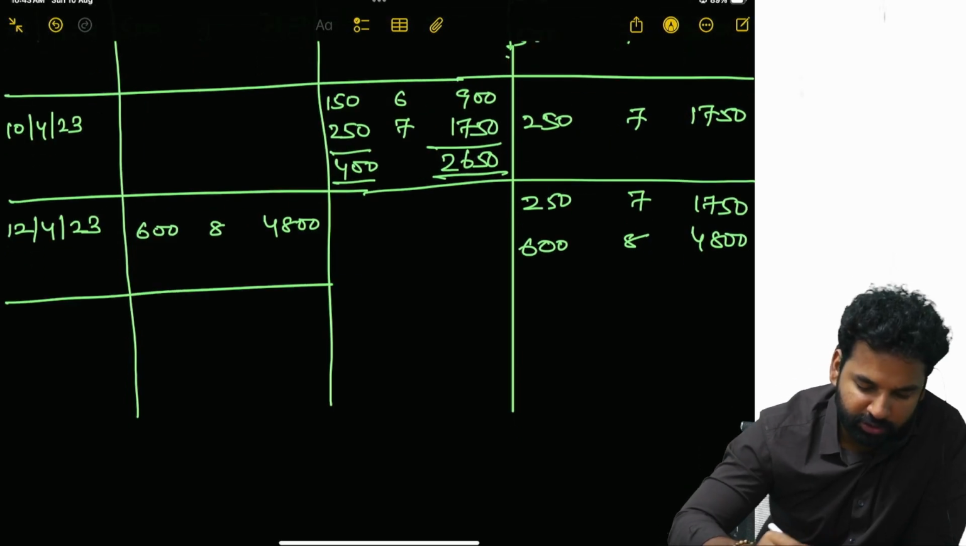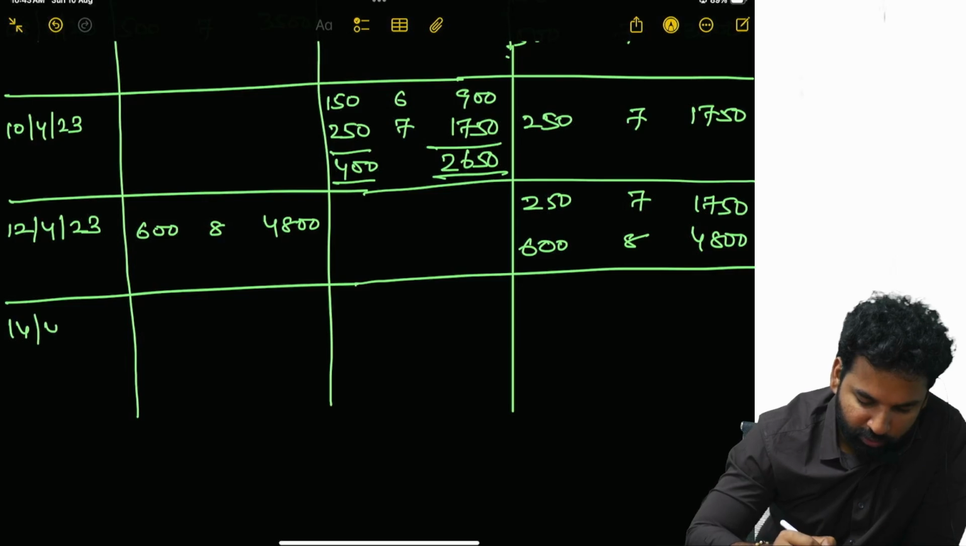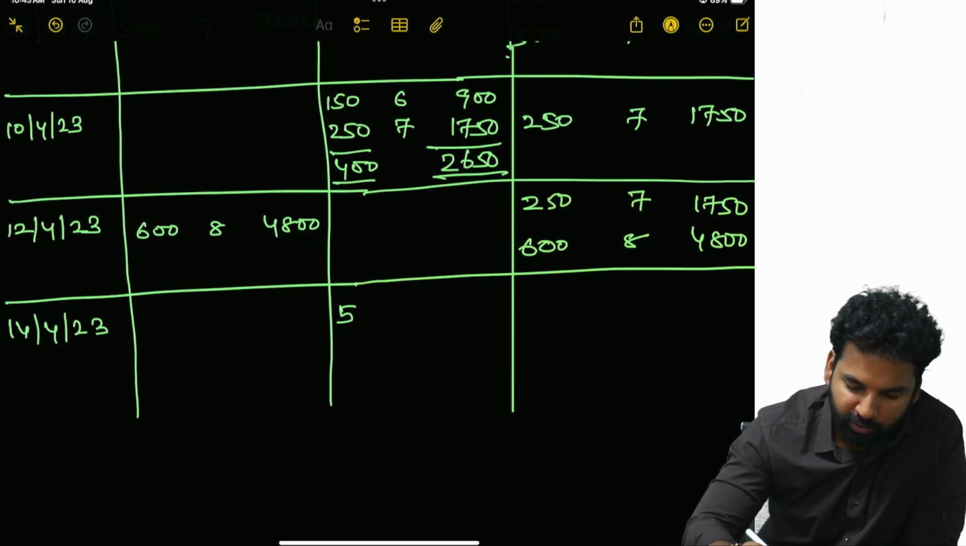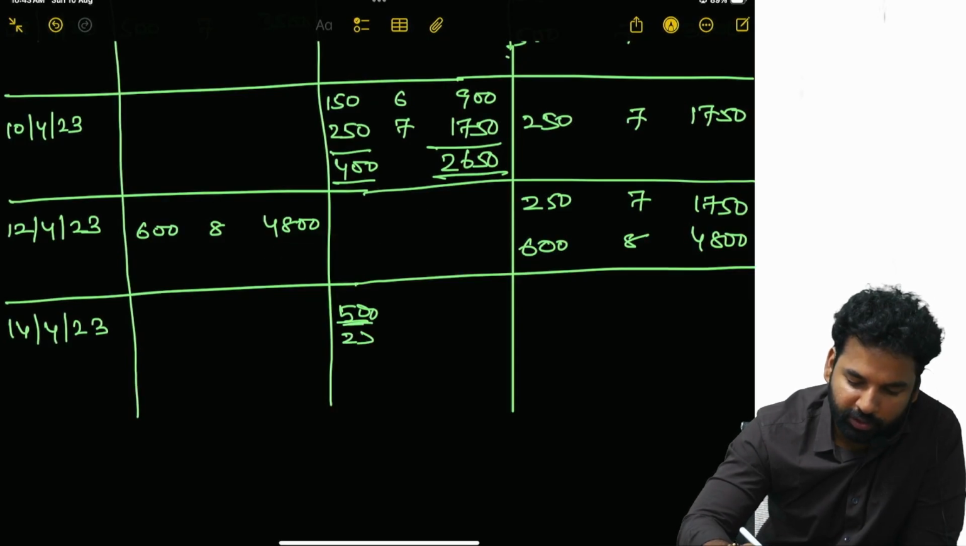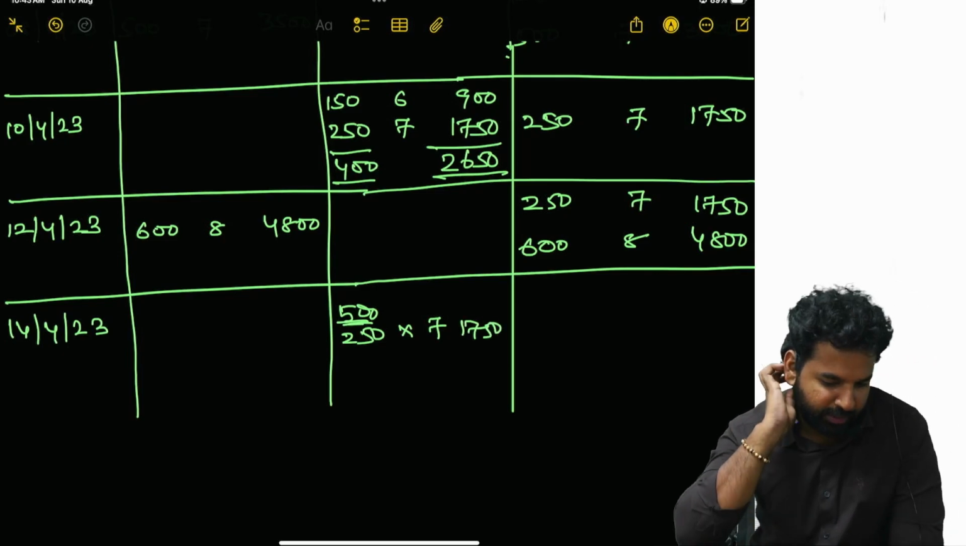Okay, next transaction is on 14. 14/4/23 issues. How much? 500. 500 units issued. So 500 units means what? 250 into 7 will be 1750. Okay. So remaining, how many units?